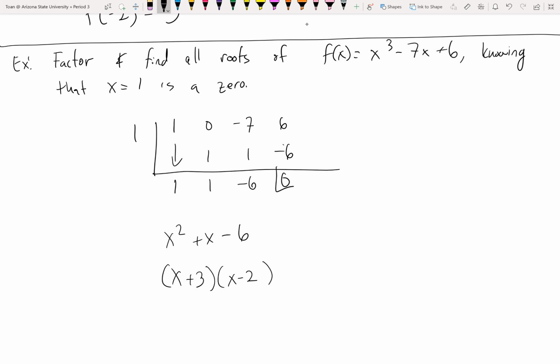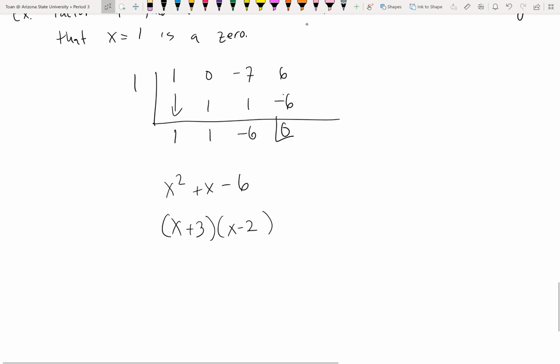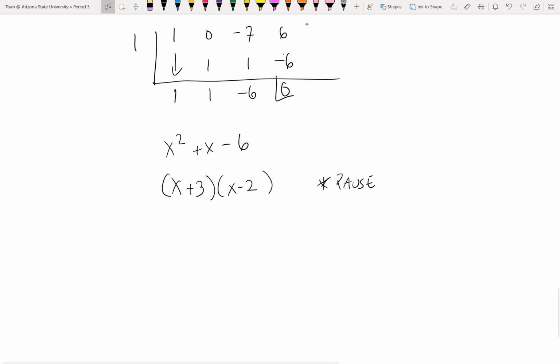Now, a common mistake I get is students factor this, they box it, they submit it, and then they move on. I would mark you wrong here, because this is the factored form of this quadratic. This is the original problem, so I need to write the factored form of that. How do I do that? Well, we have this theorem called the factor theorem.